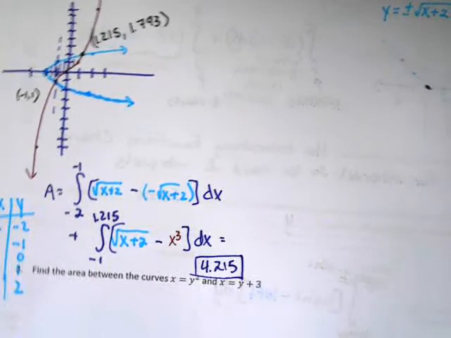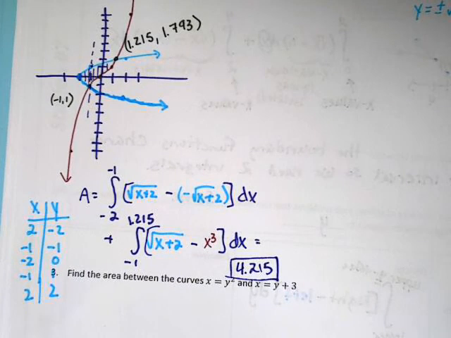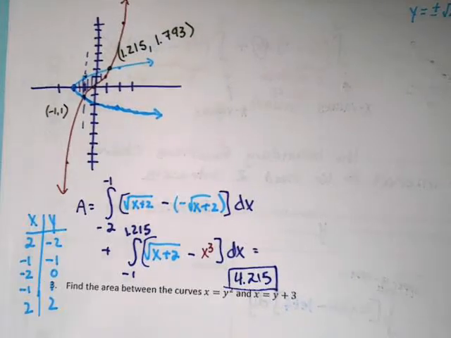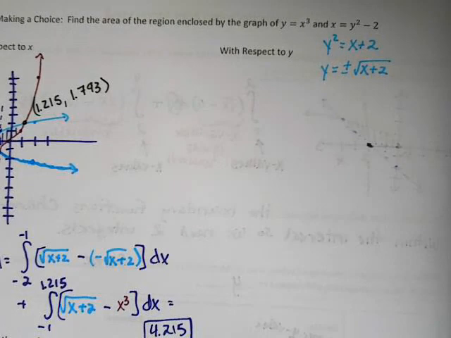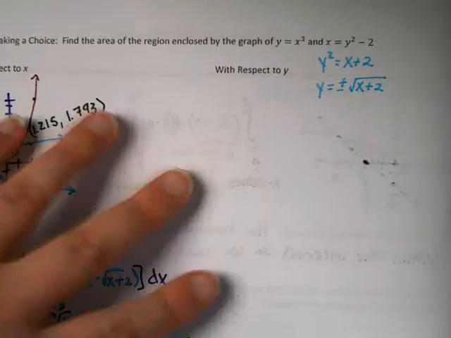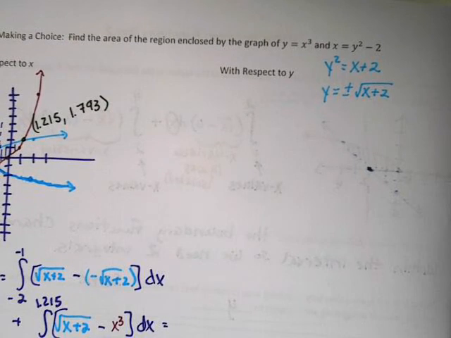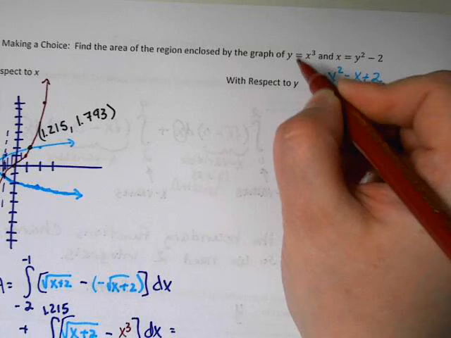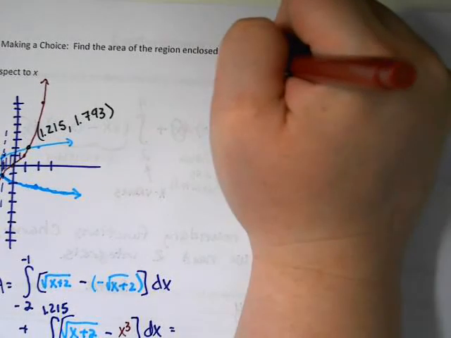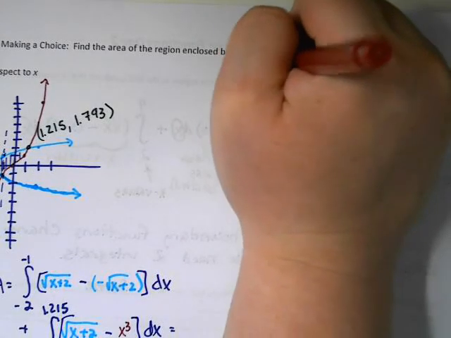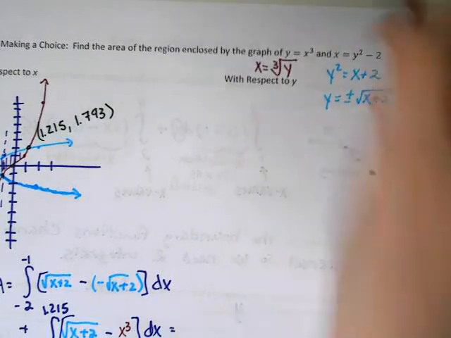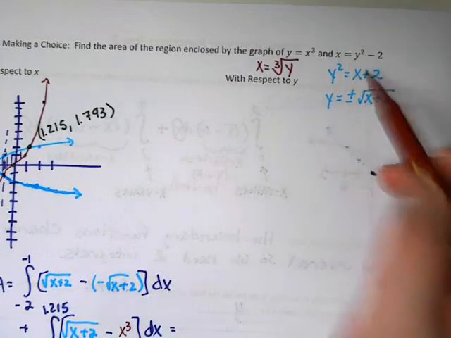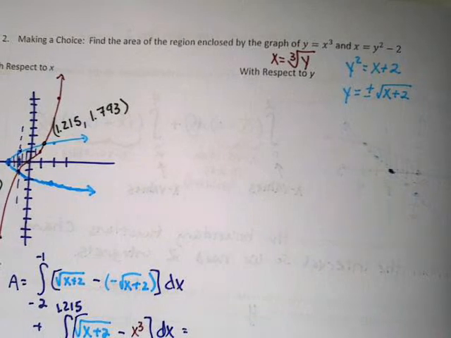And so there we go. There's our answer with respect to x, when we integrate with respect to x. But again, that was kind of a lot of work, right? So instead, we're going to look at how much easier it is when we do it with respect to y. So what I'm going to do real fast is get my other function to have the x isolated, which just means we're going to have x equals the cubed root of y. And then here, this x is already isolated, which means that's already easier for us.